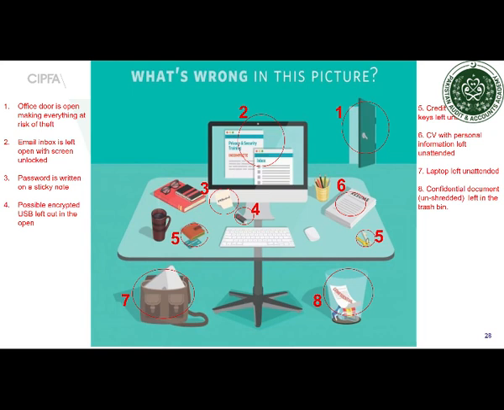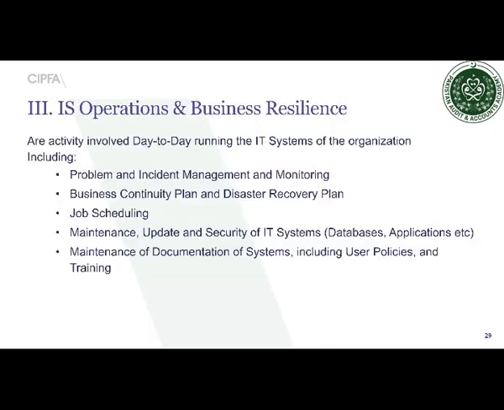Okay, we'll move on to the next module, which is IS operations and business resilience. IS operations and business resilience are activities involved in the day-to-day running of the IT systems of the organization. When they say IT operations, basically day-to-day operations, what are those? We've talked about the printer not working, or I'm having a problem with my login password. Those are problems or incidents. I cannot access the application because the application is down or the server is down. Those are incidents.